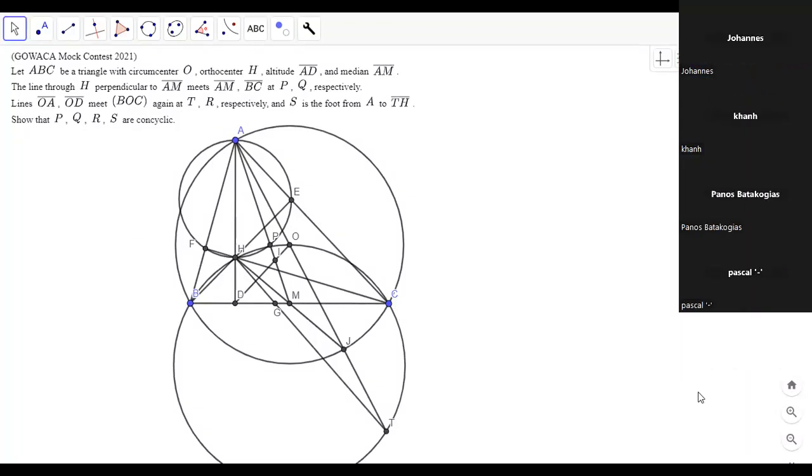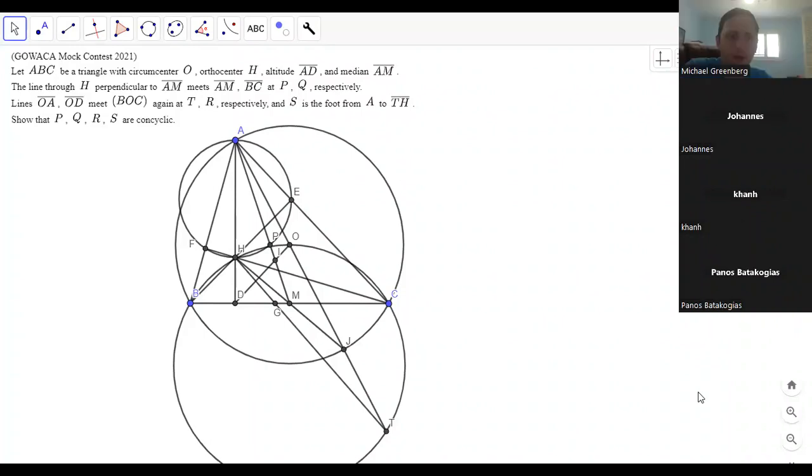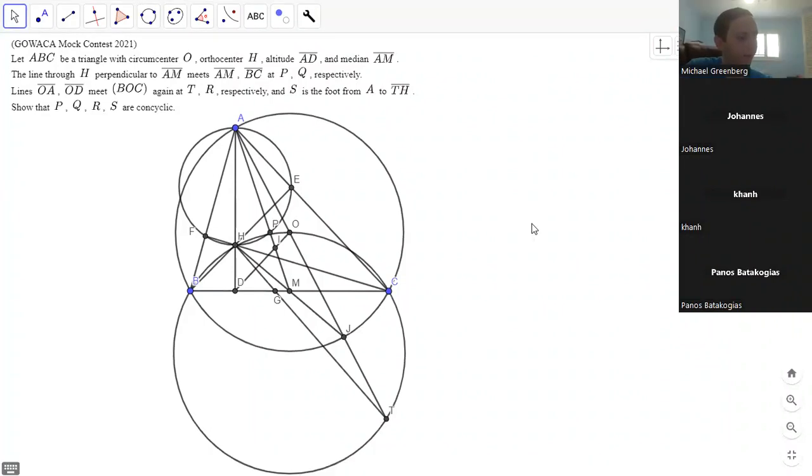Yeah, thanks for joining, Pascal. Yeah, this feels like showing IG is perpendicular or parallel to AB or perpendicular to BC seems like it should be doable.